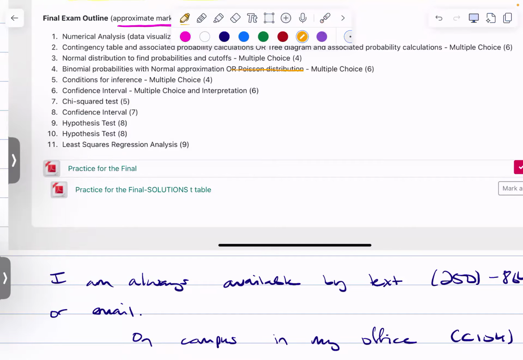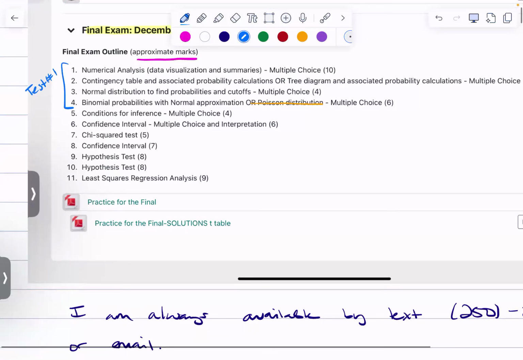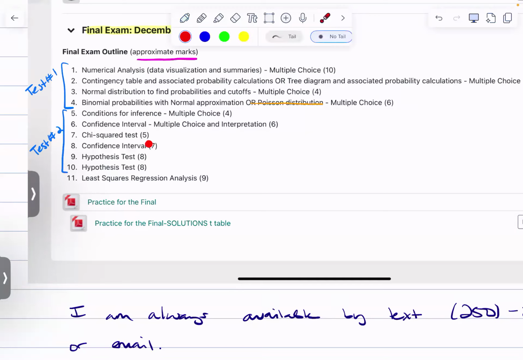Oh, and I guess I should do this is from test number 1. And this is test number 2. I'm keeping it vague. It's a chi-squared test, right? Which means it could be a goodness of fit test, or it could be a chi-squared test of independence. I've already tested you on a chi-squared test of independence. Do with that what you will.